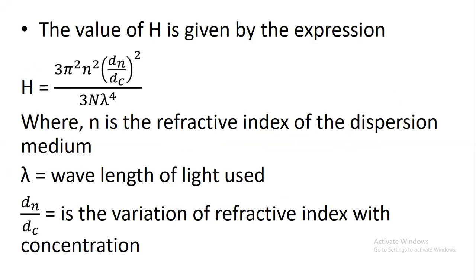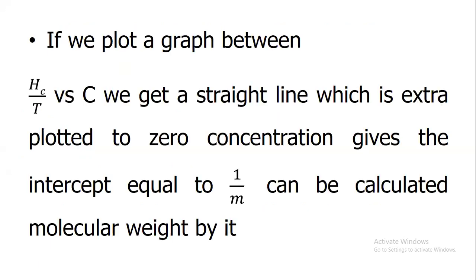The value of H is given by the expression H equals 32 pi cubed n squared (dn over dc) squared over 3 N lambda to the power 4, where n is the refractive index of the dispersion medium, lambda is the wavelength of the light used, and dn over dc is the variation of the refractive index with concentration. If we plot a graph between H C over tau versus C, we get a straight line which, extrapolated to zero concentration, gives the intercept equal to 1 over M, from which the molecular weight can be calculated.